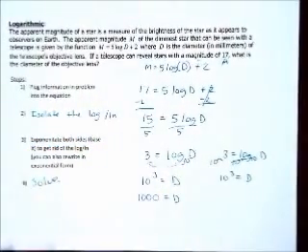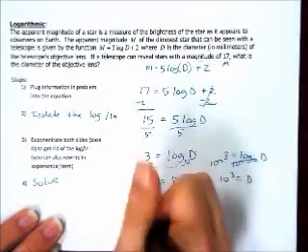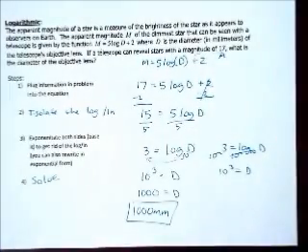So the fourth step was to solve. Our diameter d is 1,000. This is in millimeters, so 1,000 millimeters would be the diameter of the lens.